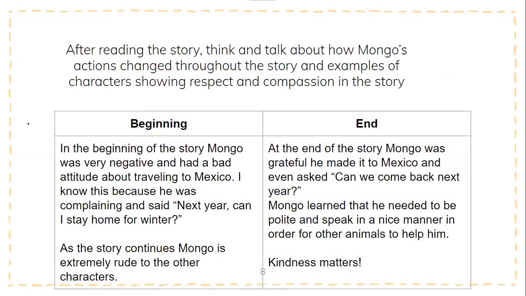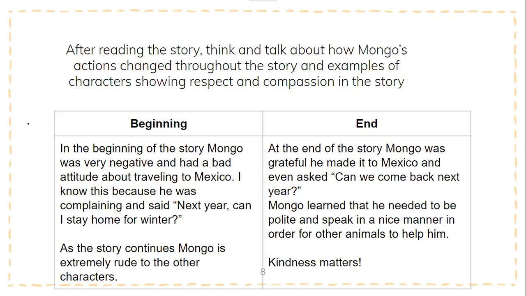After reading the story, I want you to think and talk about how Mongo's actions changed throughout the story and examples of characters showing respect and compassion in the story. So, for example, in the beginning of the story, Mongo was very negative and had a bad attitude about traveling to Mexico. I know this because he was complaining and said, "Next year, can I stay home for winter?" As the story continues, Mongo is extremely rude to the other characters.